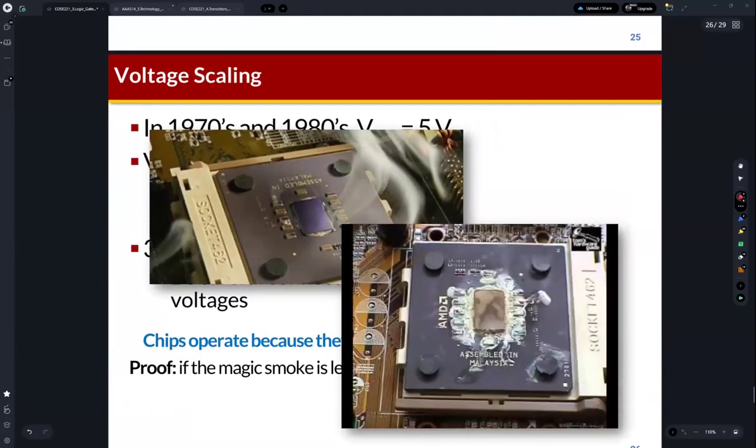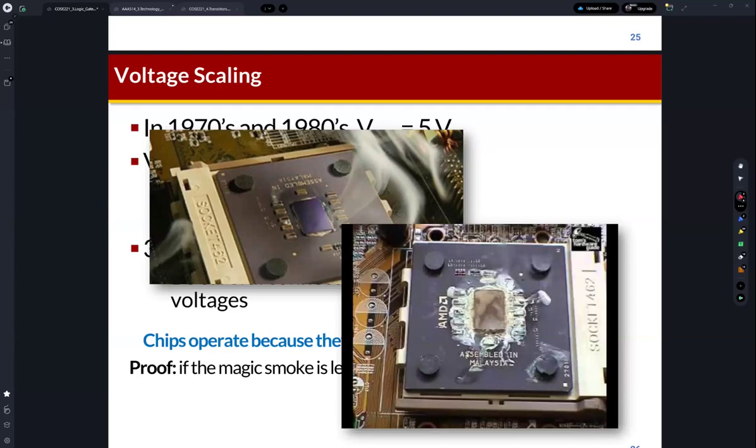But if we supply a very high voltage, what will happen? The chip will be broken like this. So we need to provide an appropriate, allowed supply voltage level to the system.